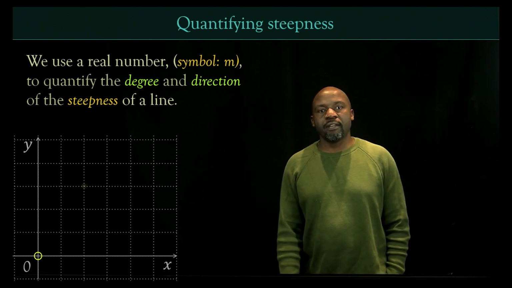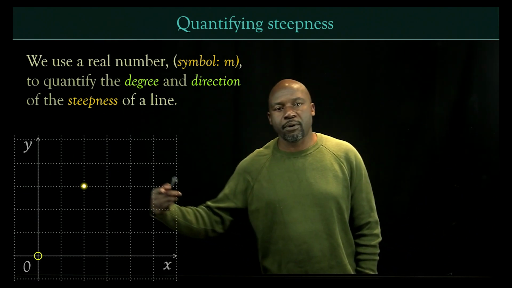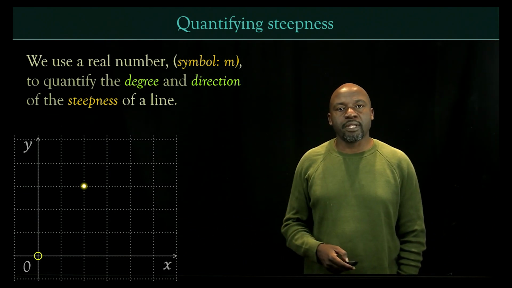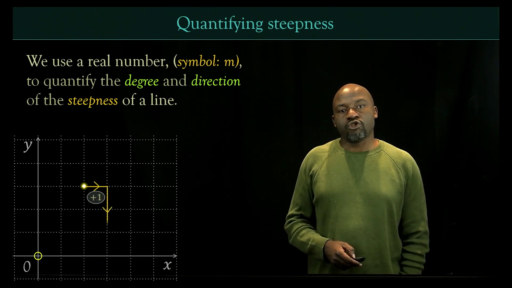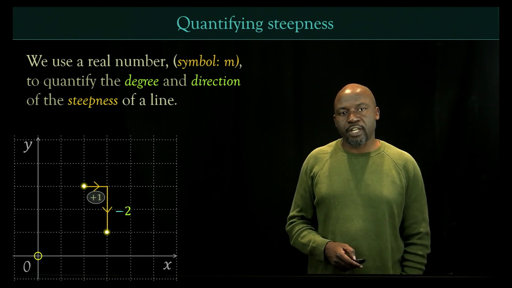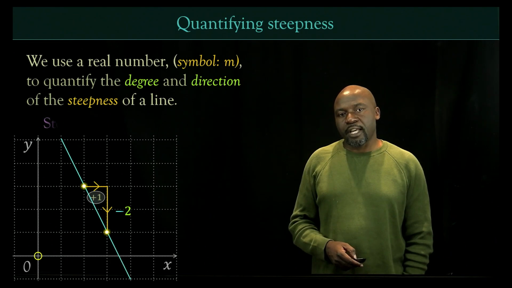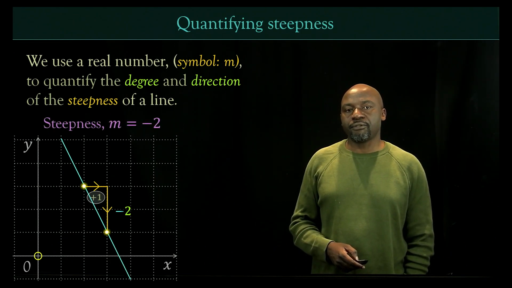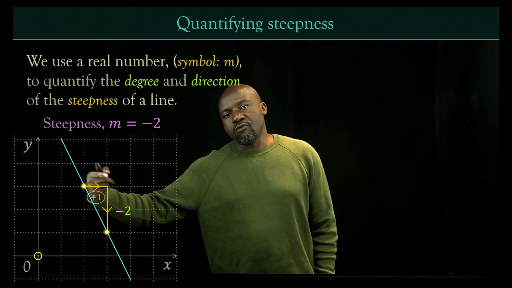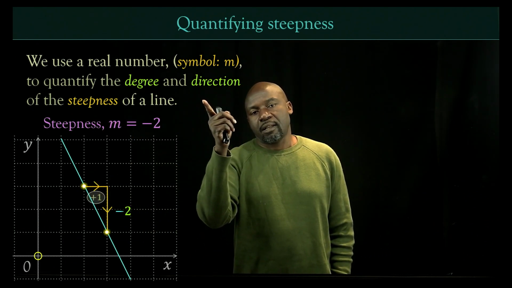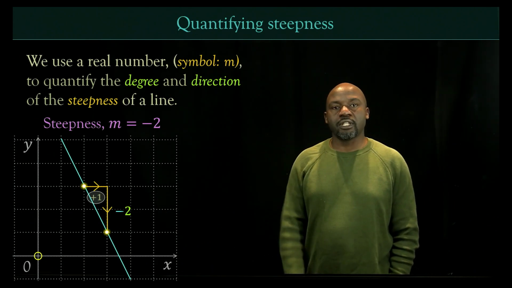Here is the last one, I believe. In this case, a movement of one step in the positive x direction results in a drop of two steps in the y direction. Such a line is said to have a steepness of -2. In this line, as you move towards the right, the line drops downward. So we say it has a negative steepness.